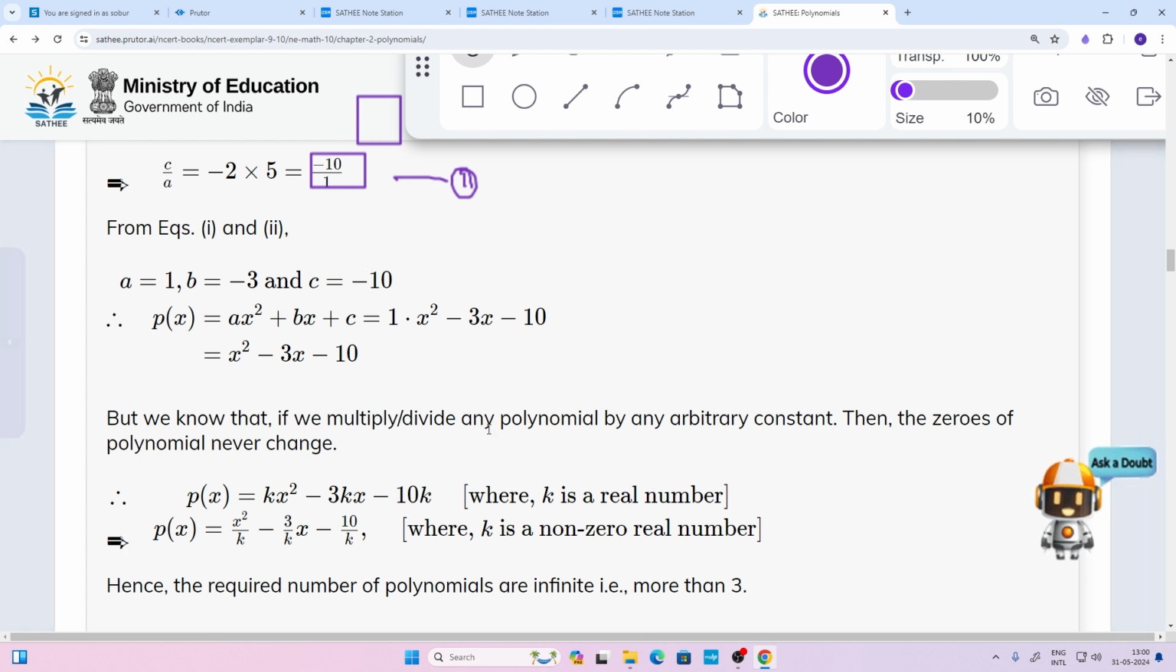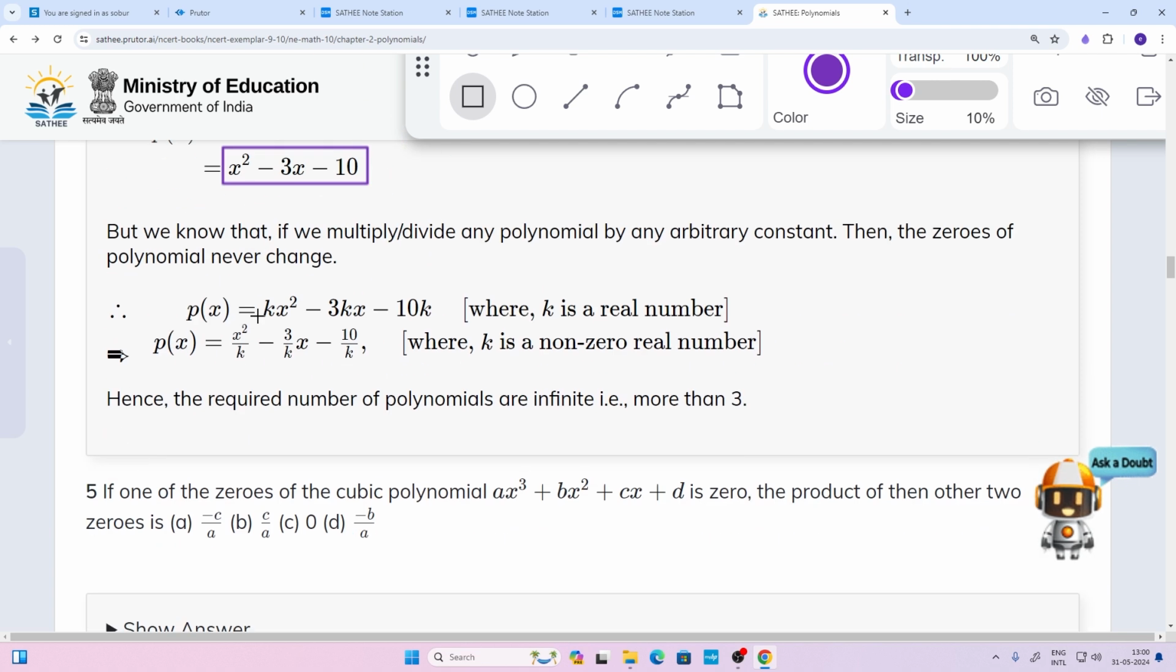Therefore the quadratic polynomial P of x whose zeros are minus 2 and 5 is P of x equal to ax square plus bx plus c, that is 1 times x square minus 3x minus 10, which is x square minus 3x minus 10. So here we get one quadratic polynomial, x square minus 3x minus 10, whose zeros are minus 2 and 5.